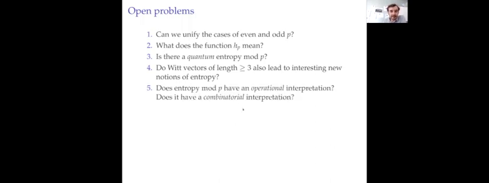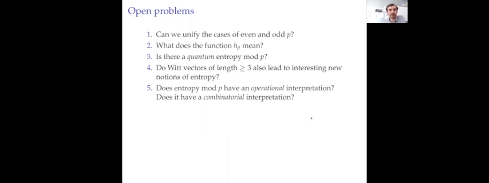Then I think also for any information theory person, an obvious question is, what is the operational meaning of this entropy modulo P? Just like the normal entropy is kind of the rate of compression, is there any sense in which this entropy mod P also represents a rate of some kind of process? You could also similarly ask, does it have a combinatorial interpretation? Does it count some things, or is it like the asymptotic rate of growth of some combinatorial objects?